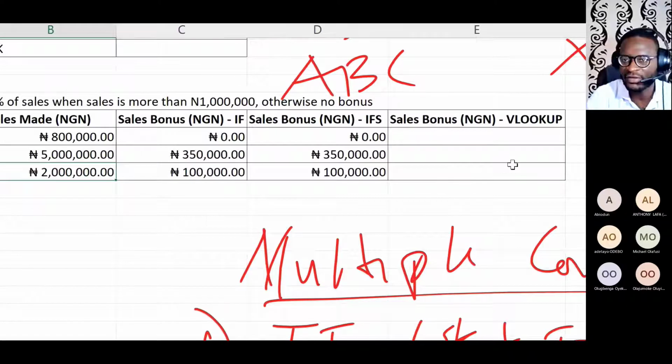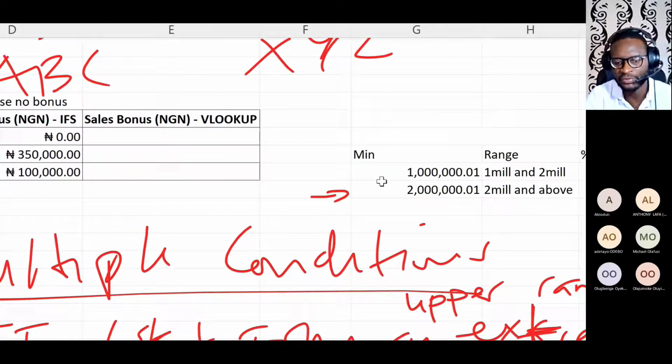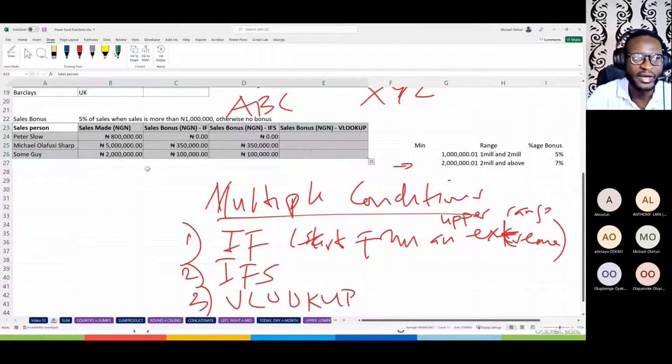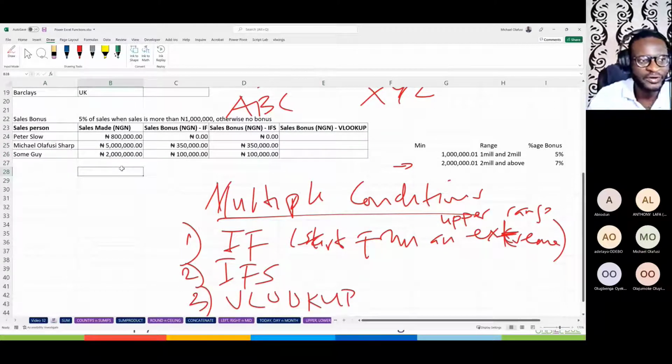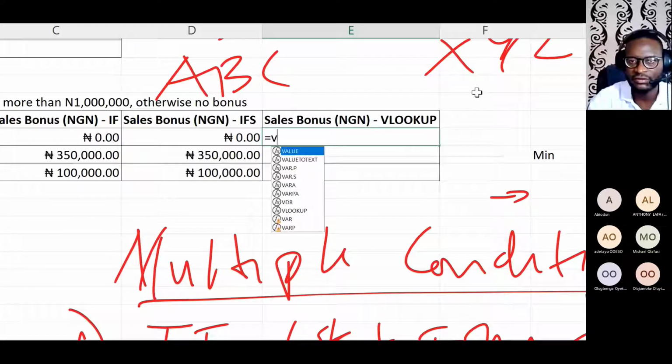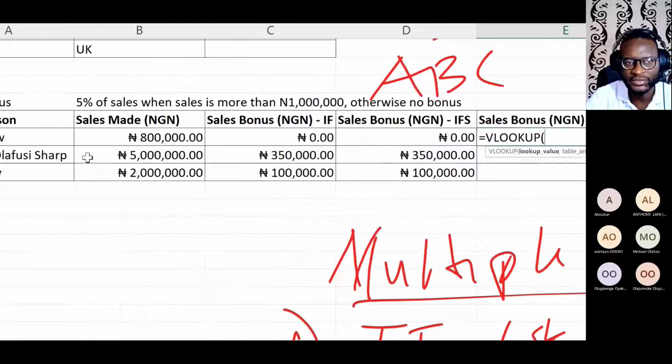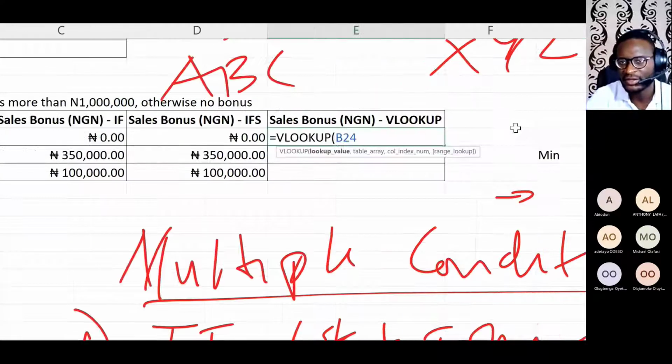So let's see VLOOKUP. This is the part most people, when they have these scenarios, they seldom think of VLOOKUP. And if I show you VLOOKUP, you'll see that I find it to have a lot more flexibility and it's easier to write for this kind of situation. So let's see how it works. Equal to VLOOKUP. Now, what am I looking for? I'm looking for what you did, your sales, right? So this is your sales.